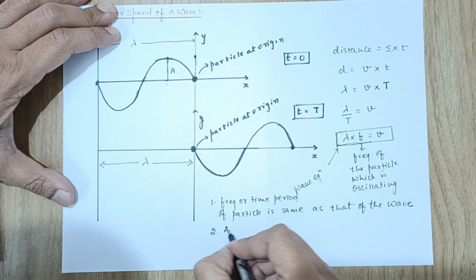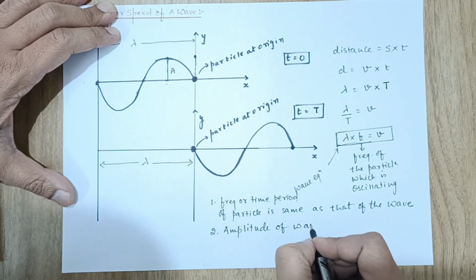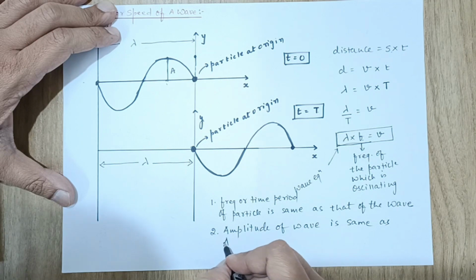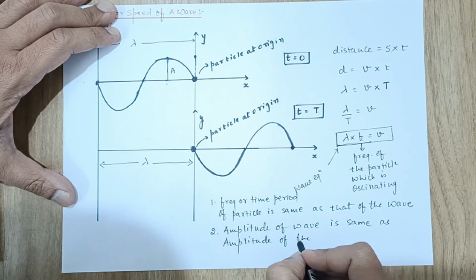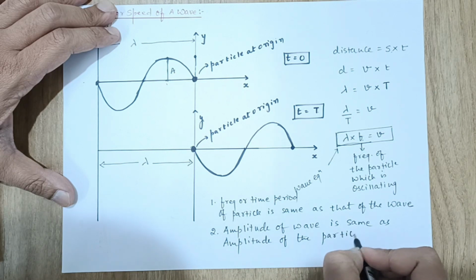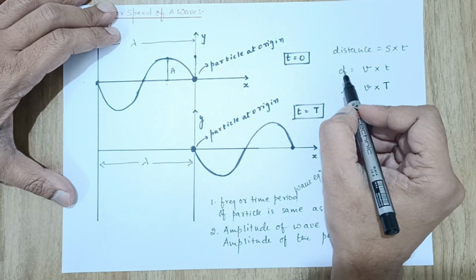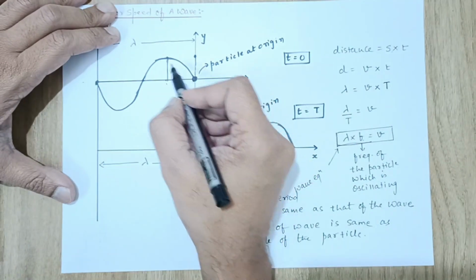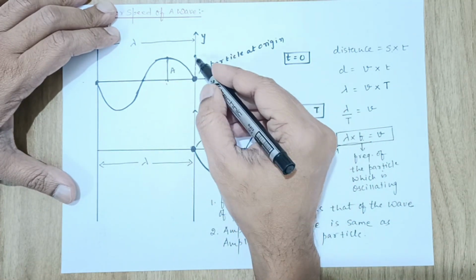Number two, the amplitude of the wave is the same as the amplitude of the particle. And this does not apply for a single particle. As many particles as there are, suppose there are n number of particles on the x-axis, all of them will oscillate with the same amplitude a, and all of them will oscillate with the same time period T of this particular particle.